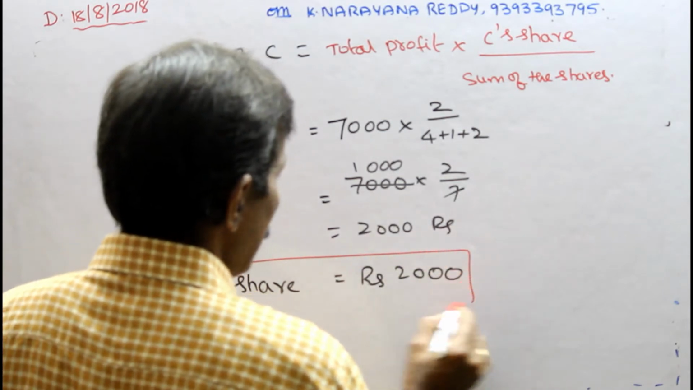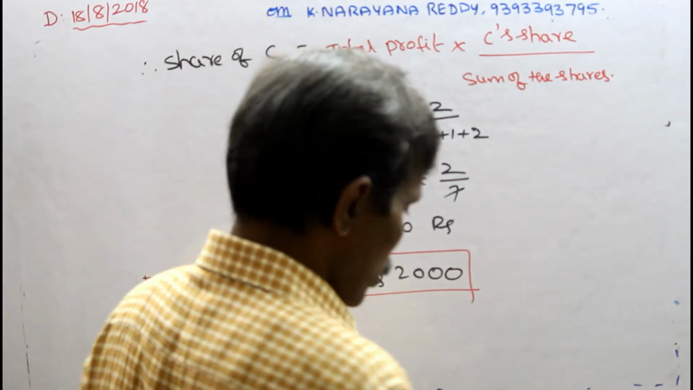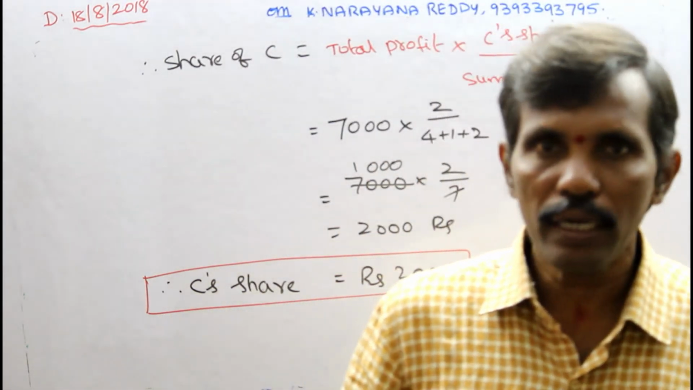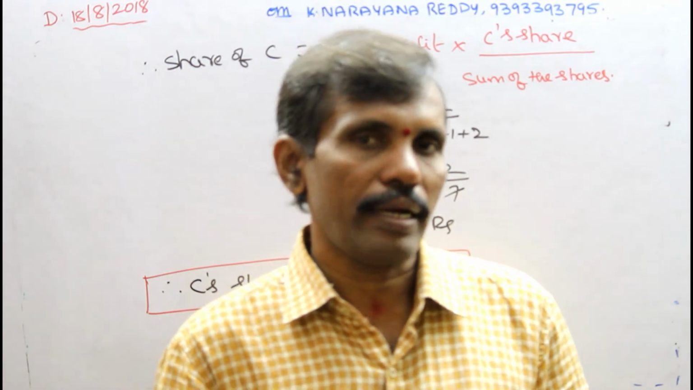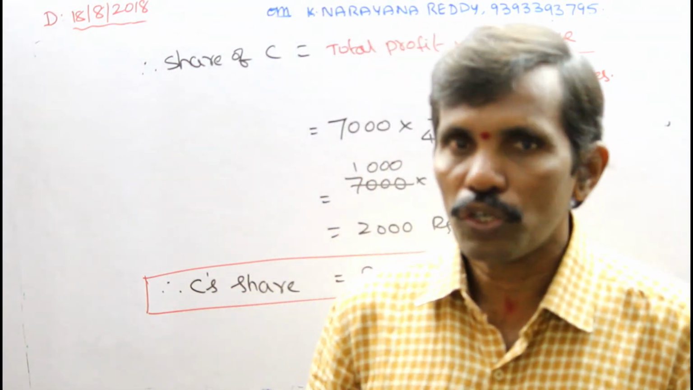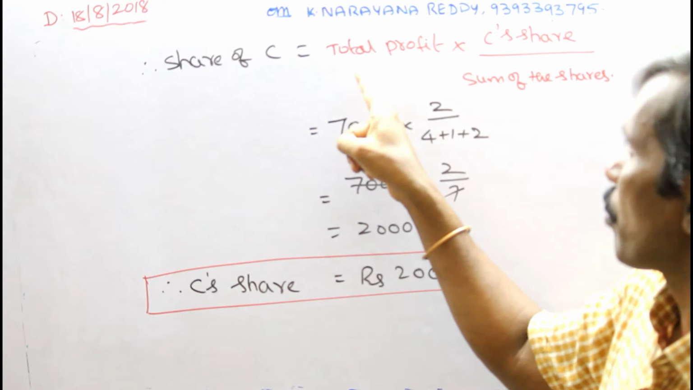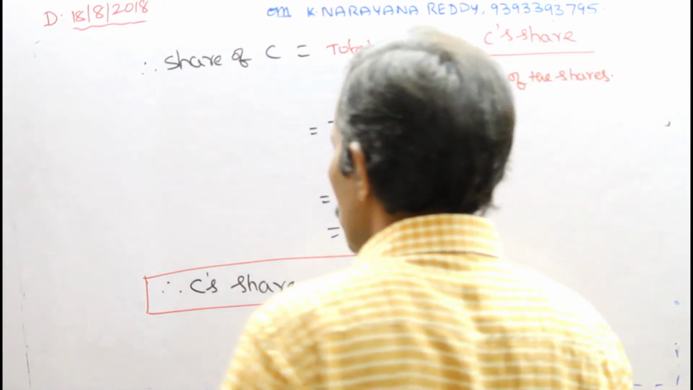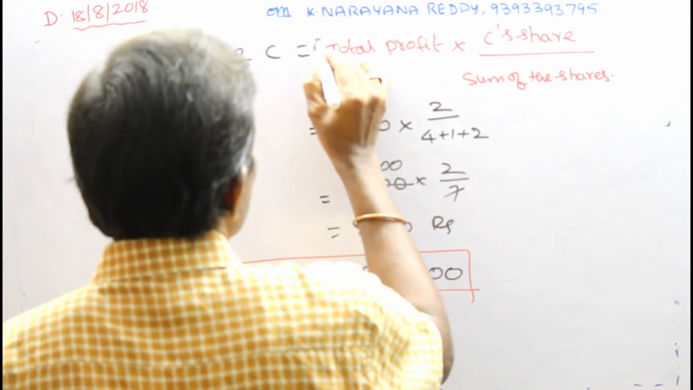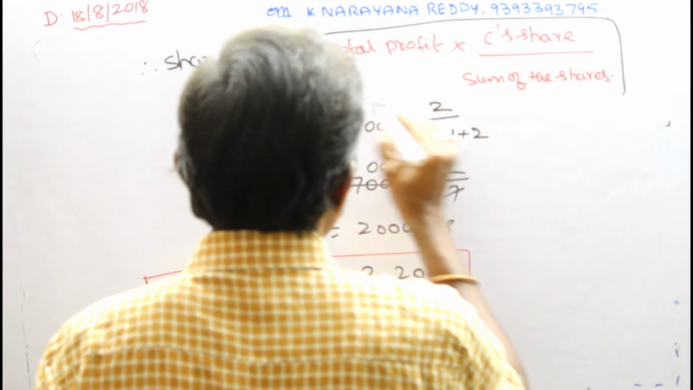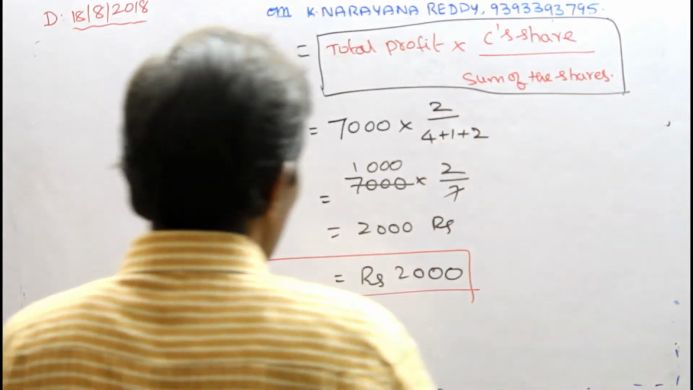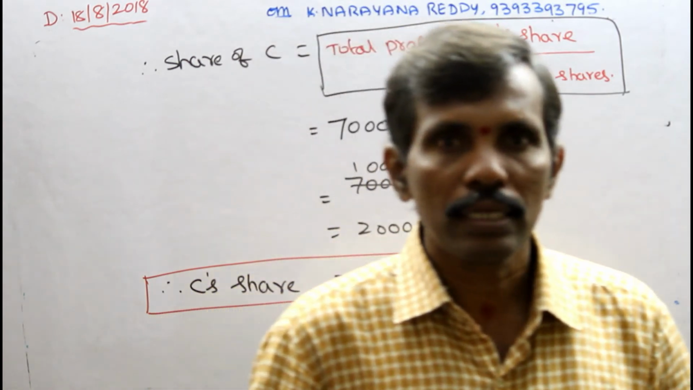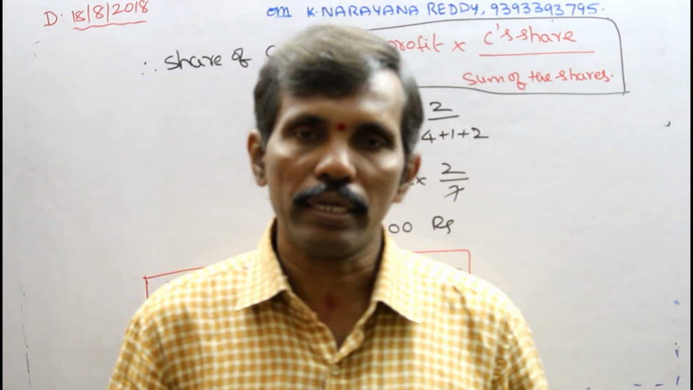The important point here is total profit into individual share, A or B or C, divided by total shares. That is the formula which you have to use for finding the individual share. Total profit times C's share by the sum of the shares. Whenever you know this formula, you can do problems on partnership easily. This is the most important formula. So dear friends, remember this formula and practice it more times. You can remember it easily.